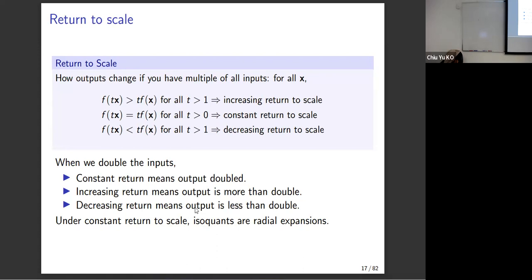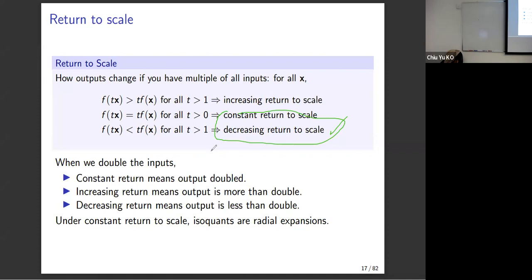If I double my input, it does not double my output, it's decreasing. If more than double, then it's increasing, right? Just the scale up and down. And in general, we assume the case is constant or decreasing, mainly decreasing, okay? One of the reasons why in economics we assume decreasing returns to scale is because if increasing returns to scale, one firm will take over the market. Right, because it's getting bigger, bigger, bigger. Then it's not a nice thing to do.